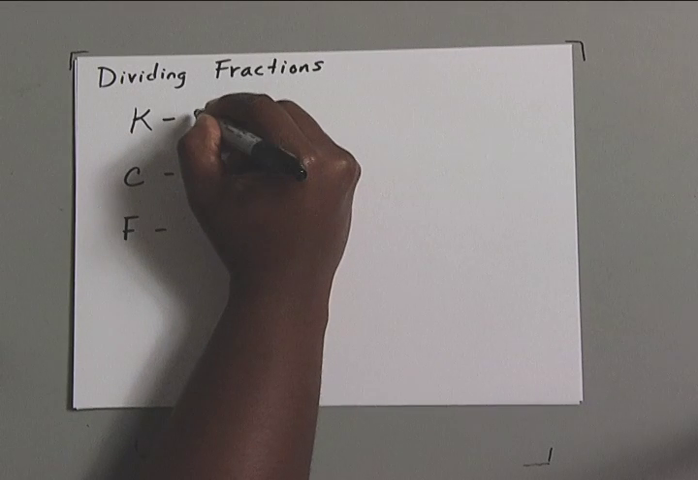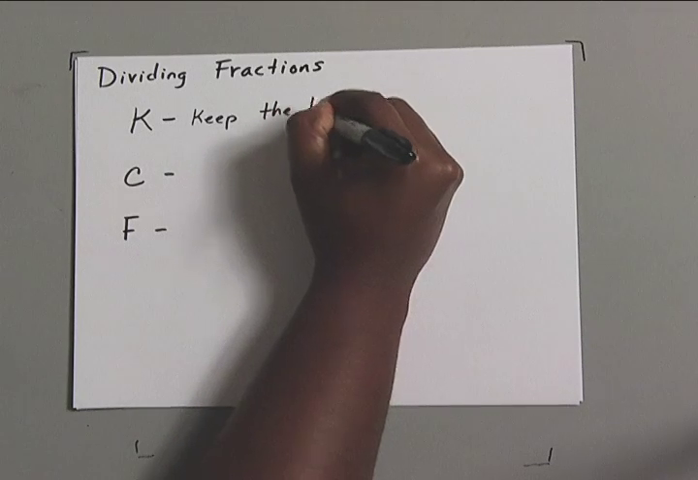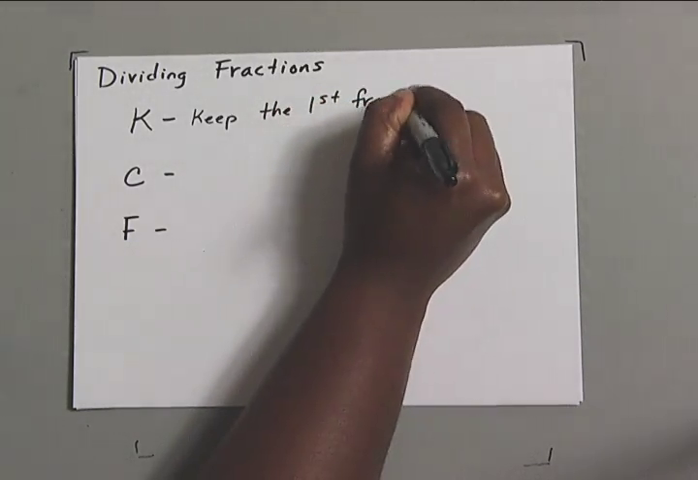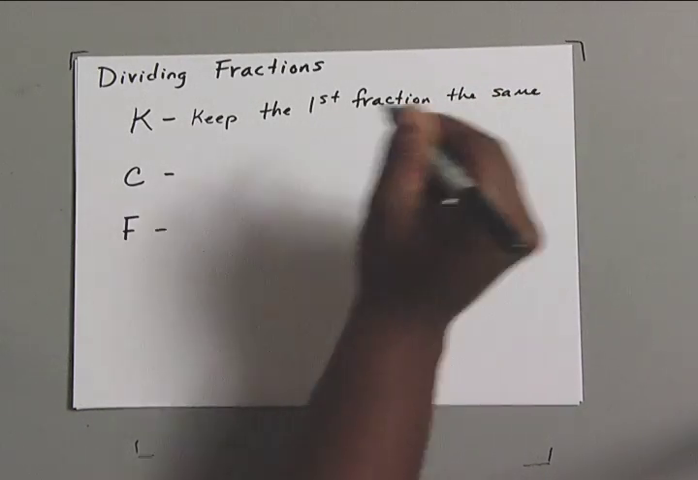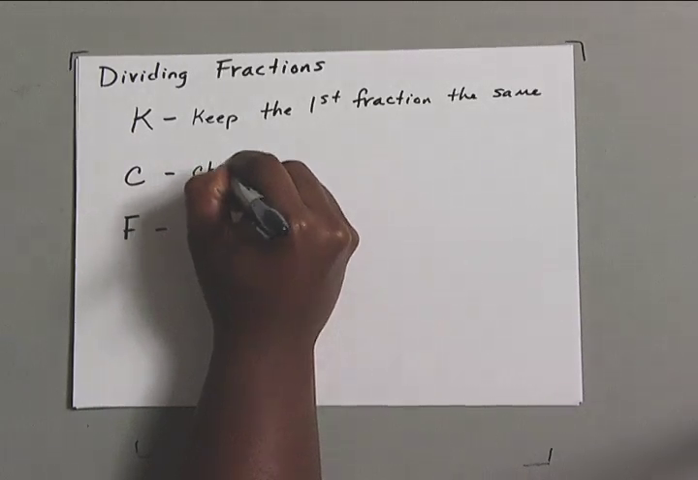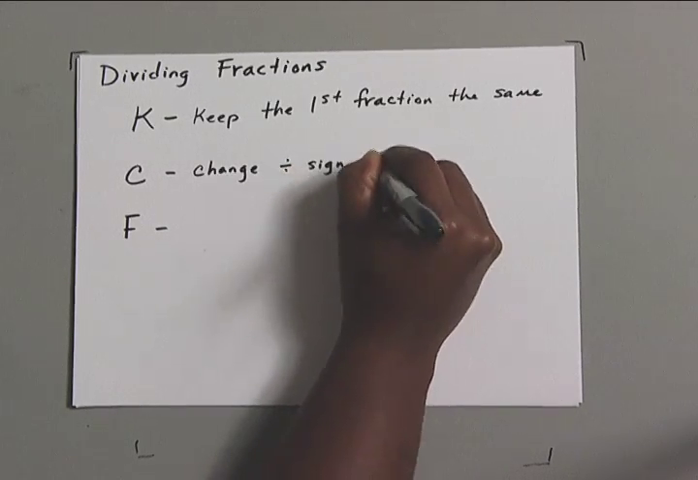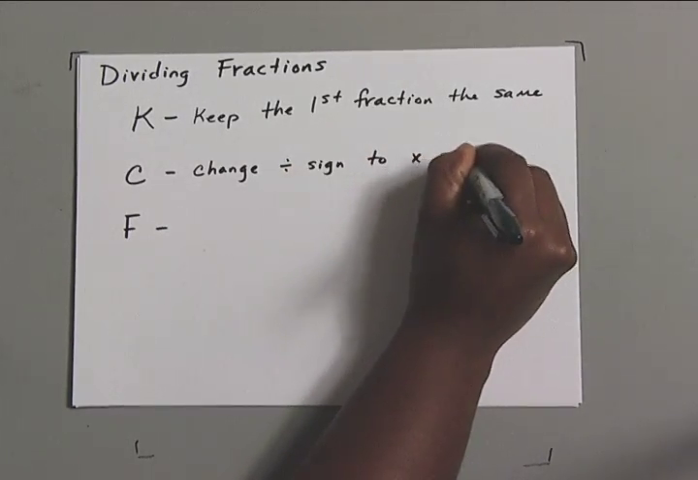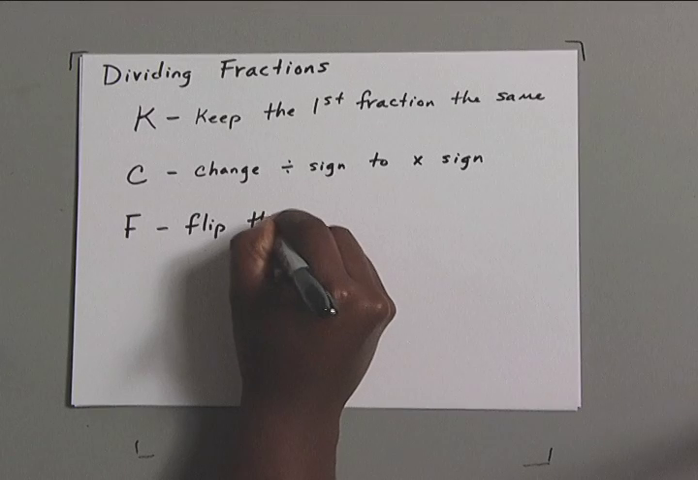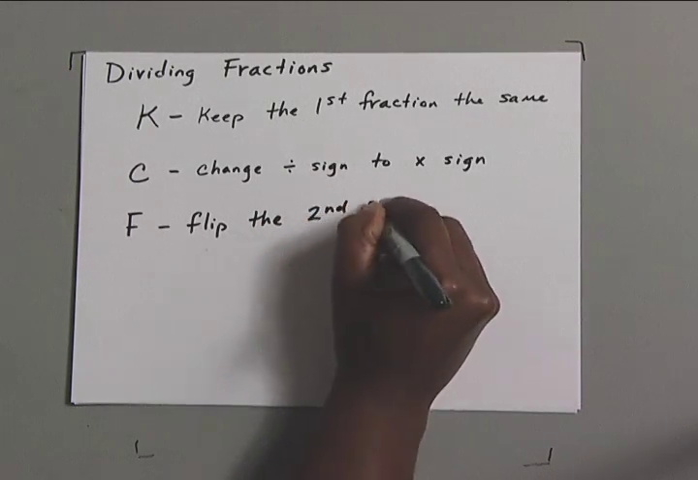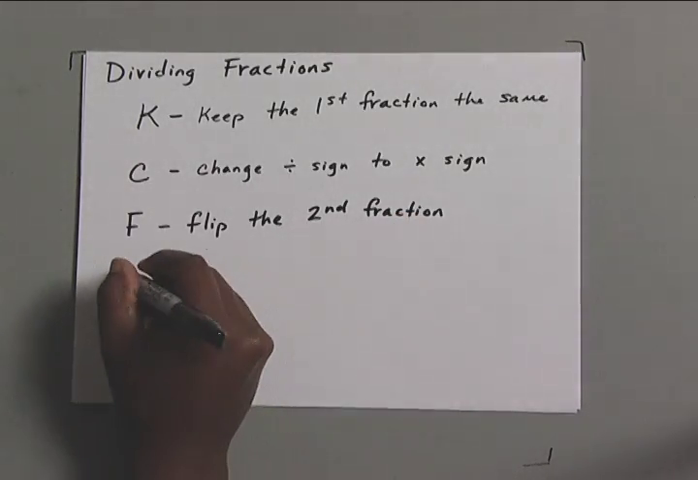When we're dealing with the KCF, the K stands for keep the first fraction the same. The C stands for change the division sign to multiplication. And the F is to flip the second fraction only. Okay, let's take a look at a couple of examples.